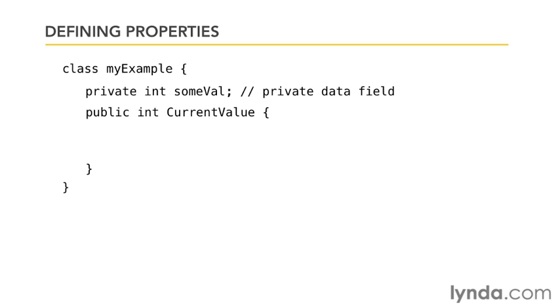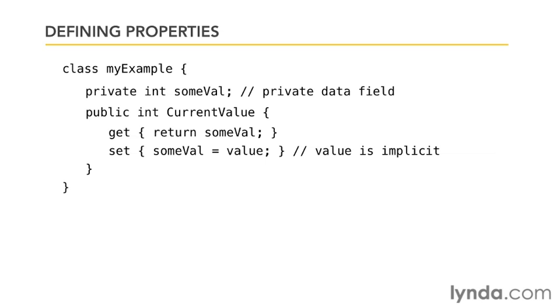A property is defined like this. I'm making a public integer property called current value. And instead of making it look like a member function with parentheses and arguments and so on, all I have to do is define the name of the property with two curly braces, and then inside I put the word get, and the word get here is essentially going to return the value of that private integer that I have. And then to set this value, I have the word set. And in the set code, I'm setting the internal SomeVal property to this word value. And value is implicit. C# just simply generates that for you.